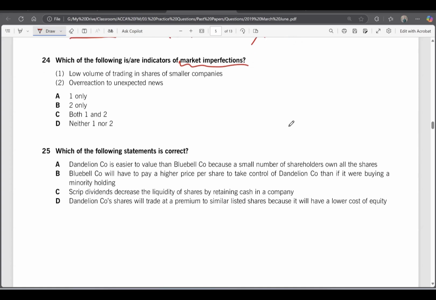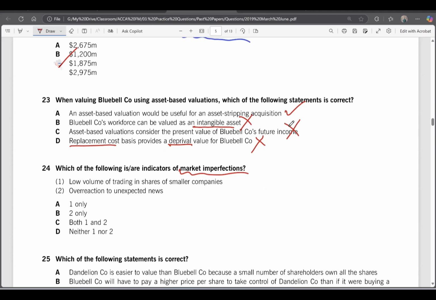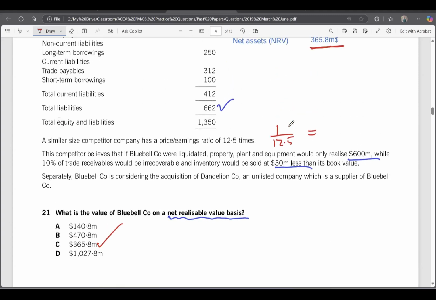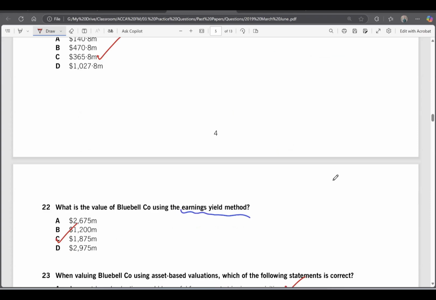Last, which of the following statements is correct? DCO is easier to value. What is DCO here? They give me information for DCO. Okay, the last paragraph. Separately, BCO is considering the acquisition of DCO, which is an unlisted company, which is the supplier of our company. So DCO is our supplier, and we are considering to acquire it. We're considering to buy it. Okay, so what question do we have?